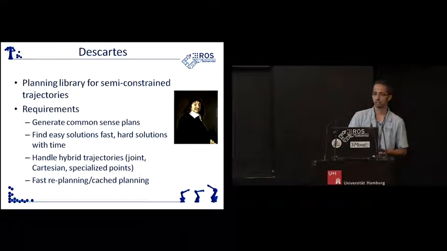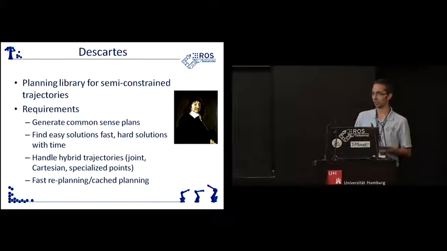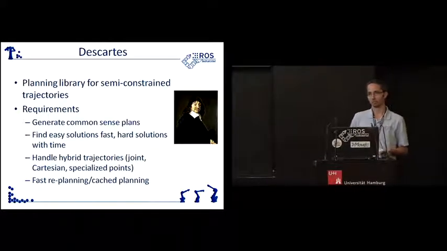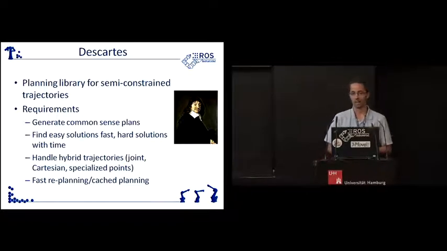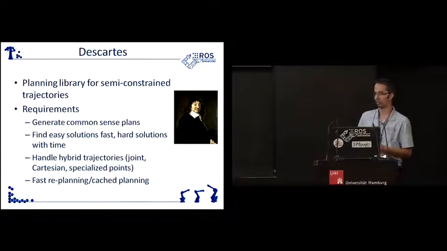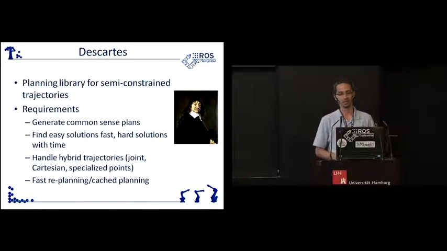All right, so what is Descartes? Well, it's a planning library for semi-constrained trajectories. In the software world, we like to say, do one thing and do it well. That typically means you're a new project and you can only do one thing. So that's probably more true about what we're doing now, but I'll take credit for it. We do one thing and we do it pretty well.